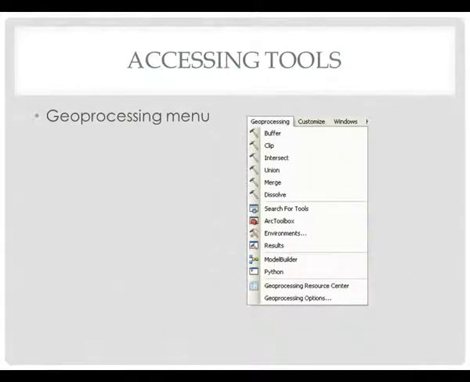So keep in mind that geoprocessing tools are found under the geoprocessing menu along the top of the ArcMap menu screen. And so you have your choices here: buffer, clip, intersect, union, merge, dissolve. Then there are a whole bunch of other tools that are available in Arc Toolbox that often relate to geoprocessing as well.